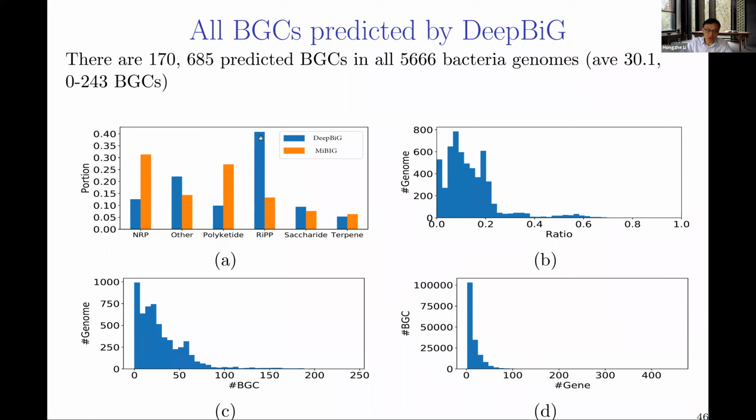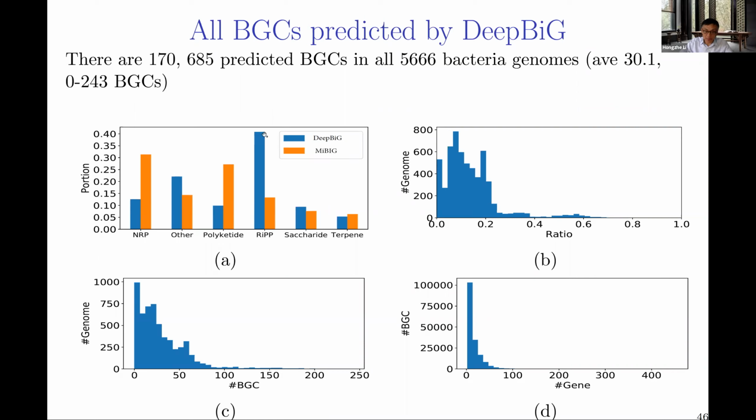The first plot shows the percentage of the BGCs that we predicted based on our algorithm, the DeepBGC algorithm, as compared to the training data set. In the MIBiG database, what are the proportions of the BGCs in different categories? Our predictions are not quite the same as what we have in the training data set. There's one class of BGC, which is the RiPP. You see, we make a lot of predictions.